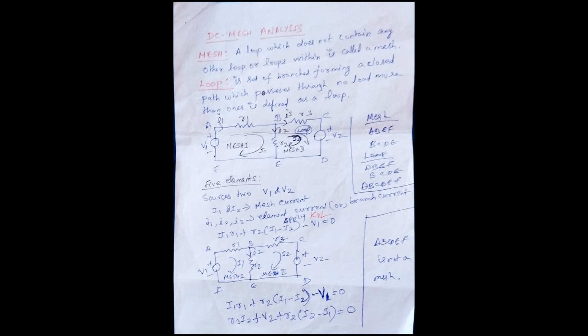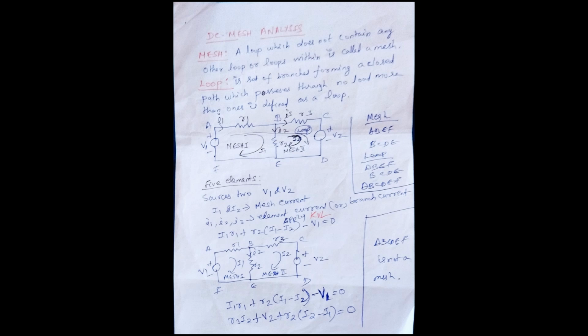Mesh current capital I1 is the mesh 1 current, and capital I2 is the mesh 2 current. V1 and V2 are sources. Small i1, small i2, small i3 are element currents or branch currents. We assume branch currents i1, i2 and i3 and their directions, and mesh currents capital I1 and I2.